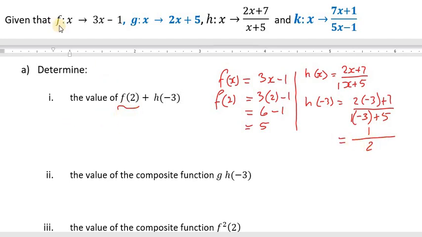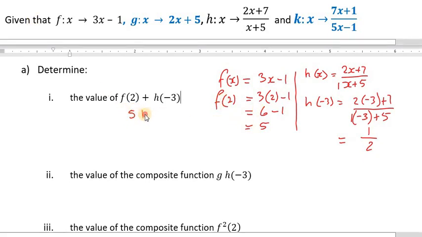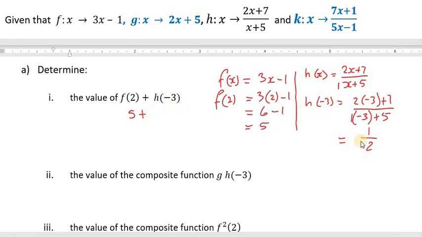So our solution will be f of 2, which worked out to be 5, plus h of negative 3, which worked out to be a half. And of course, 5 plus a half is simply 5 and a half. So this is our solution.